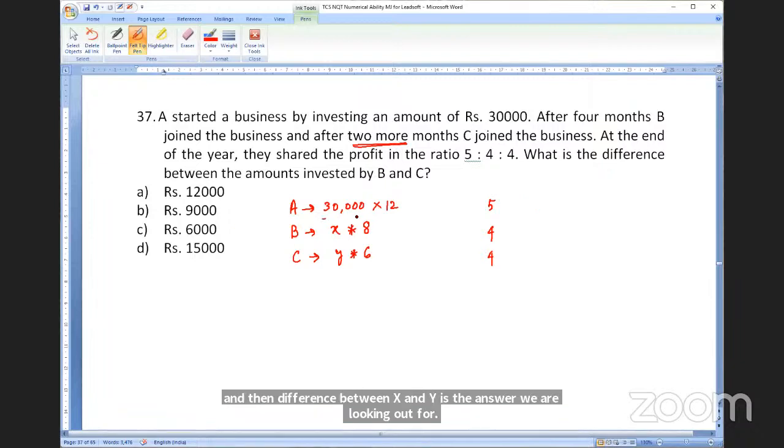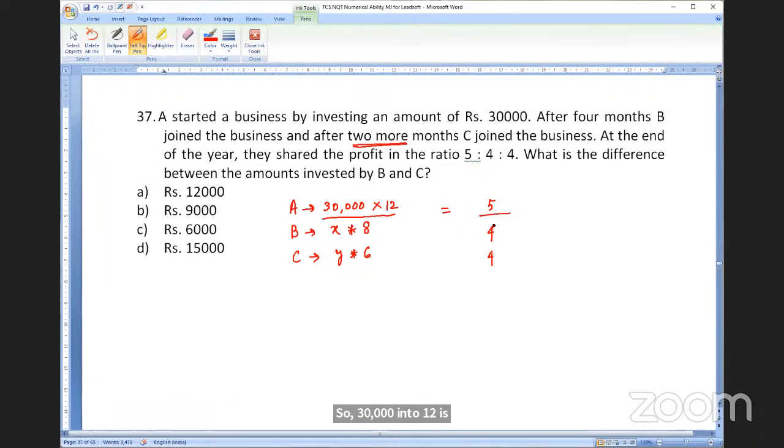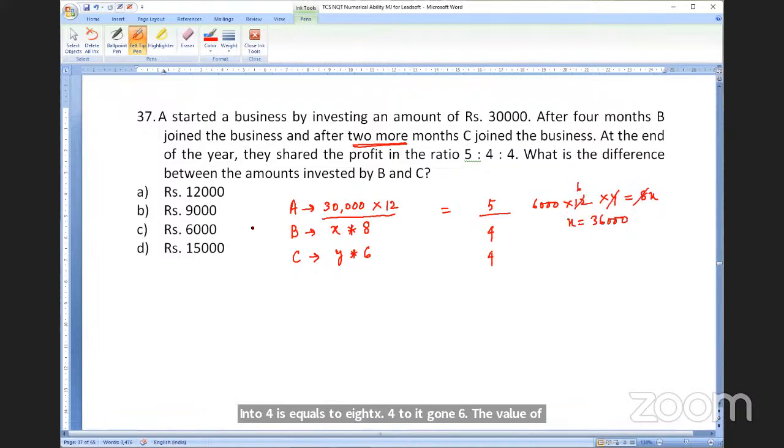So 30,000 into 12 is equal to 5/4 times 8x. So 5 gone, 30,000 is 6,000 into 12 into 4 is equal to 8x. 4, 2, it goes 6. The value of X is 36,000. B has invested 36,000. Now, again, we can use this 36,000 here. 4:4 is 1:1. That means 36,000 into 8 is equal to 6y. It goes 6,000. Y is equal to 48,000.